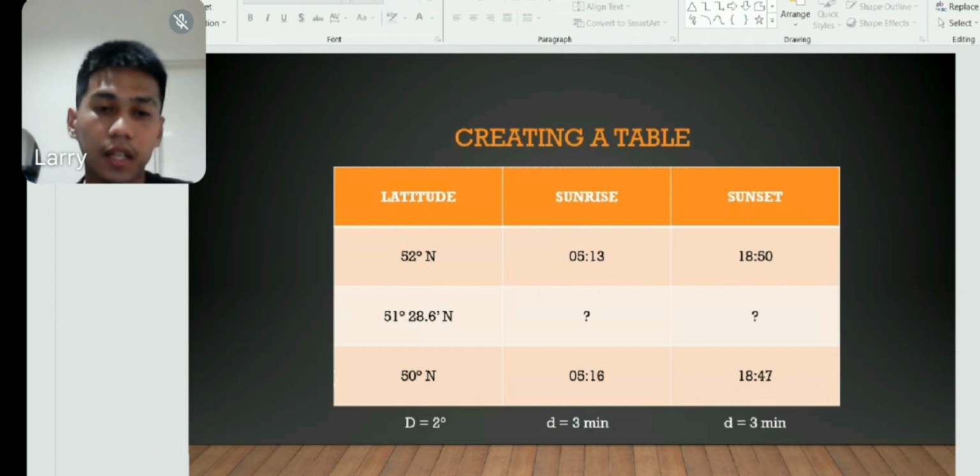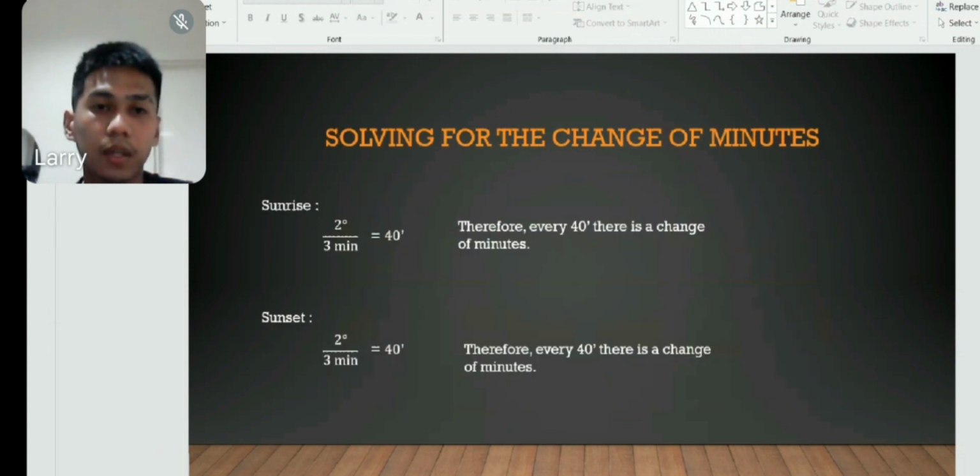The difference is 2 degrees, and the sunrise difference is 3 minutes and the sunset difference is 3 minutes. So after that, we must solve for the change of minutes. In the sunrise, 2 degrees divided by 3 minutes will give us the result of 40 minutes. Therefore, every 40 minutes there is a change of minutes. Just like in the sunrise, our sunset is also 3 minutes. So 2 degrees divided by 3 minutes will give us the same result of 40 minutes. Therefore, every 40 minutes there is a change of minutes.